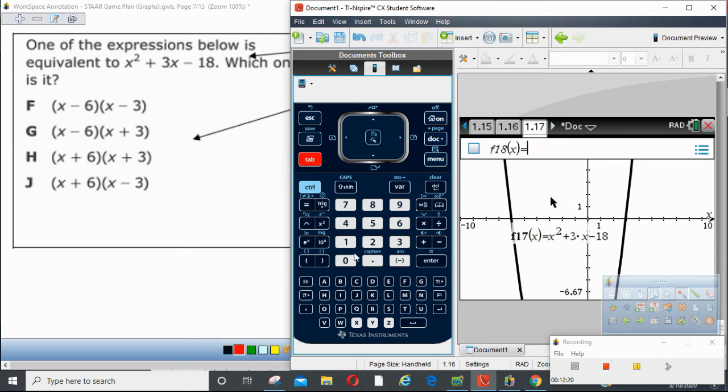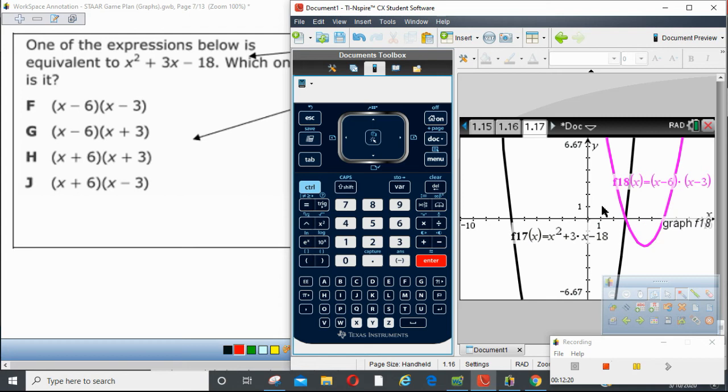So we're going to hit tab, and we're going to type in parentheses x minus 6, close parentheses. You got to type it in exactly how it looks. That means yes, you got to use the parentheses. All right, so we type that in, we hit enter, and I see a pink line over here.